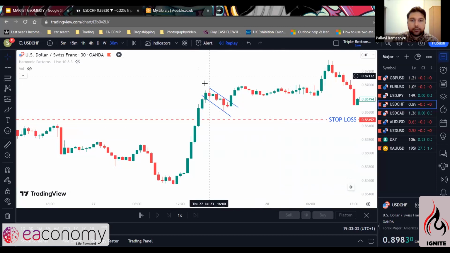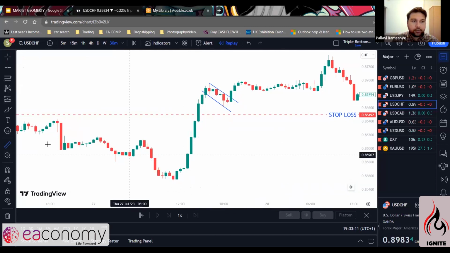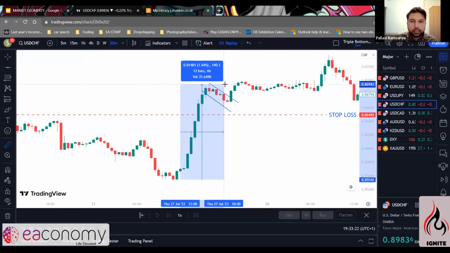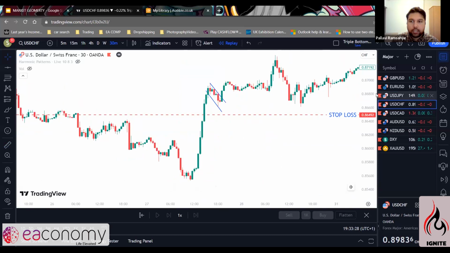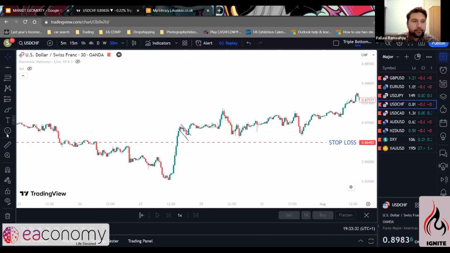What you want to do is calculate the impulsive move. Let's do the calculation quickly, using the ruler. Let's keep it simple: come from the bottom of the impulsive move to the top. It's around 140 pips. Then we can measure that on the time frame. So let's have a look, 140 pips.